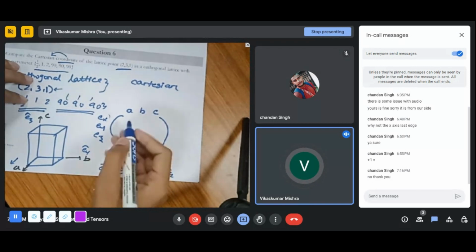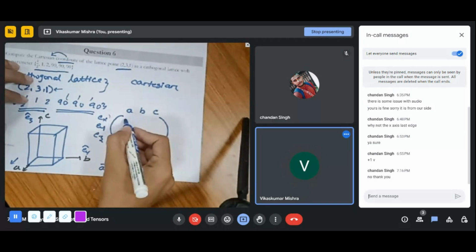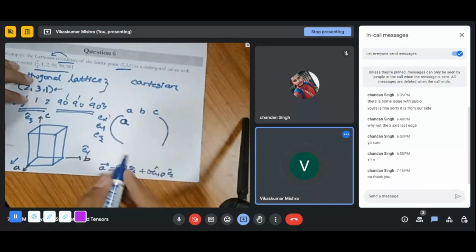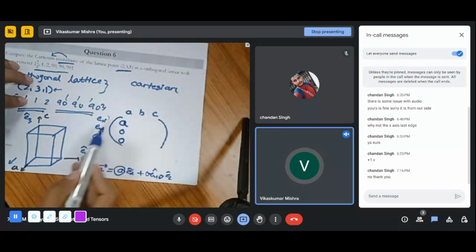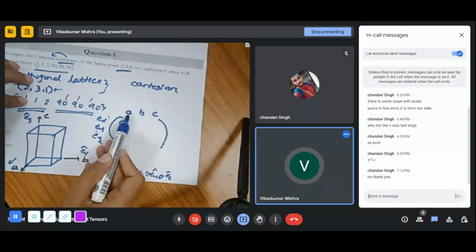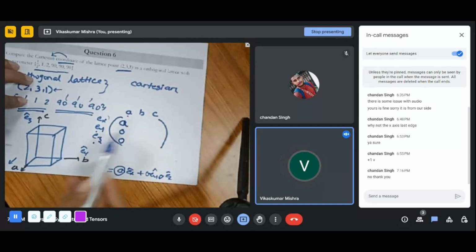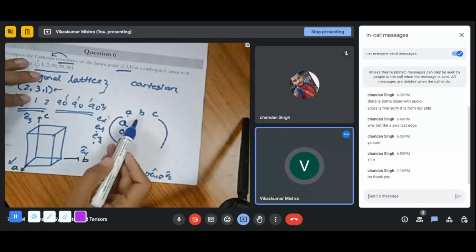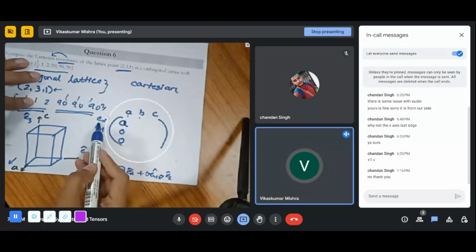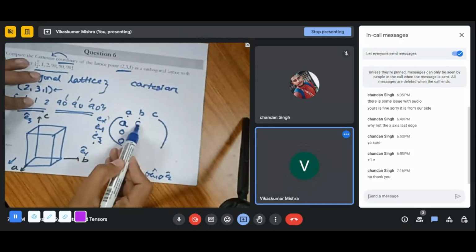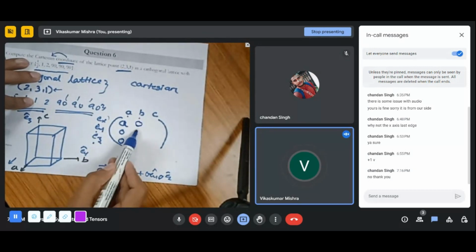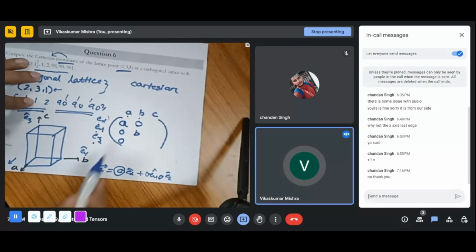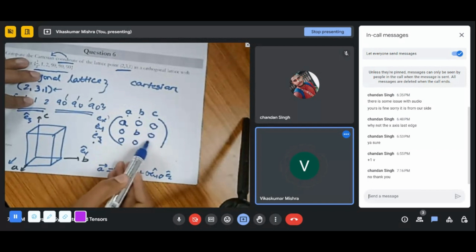So we can write over here that it will be 1. Sorry, it will be A, 0, 0. So there is no component of A along the Ey direction, and no component of A in the Ez direction. In a similar manner, for B there will be no component in the Ex direction, that is 0. And in the Y direction, which is along B, it will be nothing but B, and in the Z direction, it will be 0. Similarly, it will be 0, 0 and C.